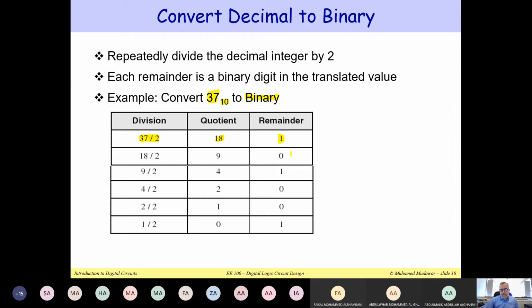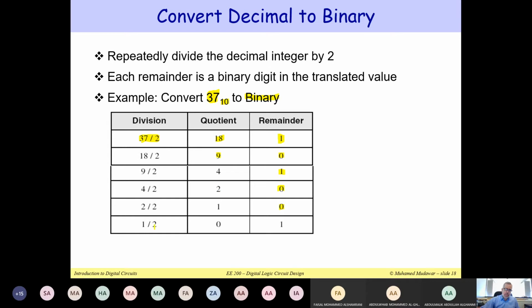That's the remainder. Take the 18, divide it by 2, you get 9. And the remainder is 0. Why? Because 18 is an even number. Now take the 9, divided by 2, you get the 4, and the remainder is equal to 1. Why? Because 9 is an odd number. Continue. Divide 4 by 2, you get 2, and the remainder equal to 0. Divide 2 by 2, you get a 1, the remainder equal to 0.